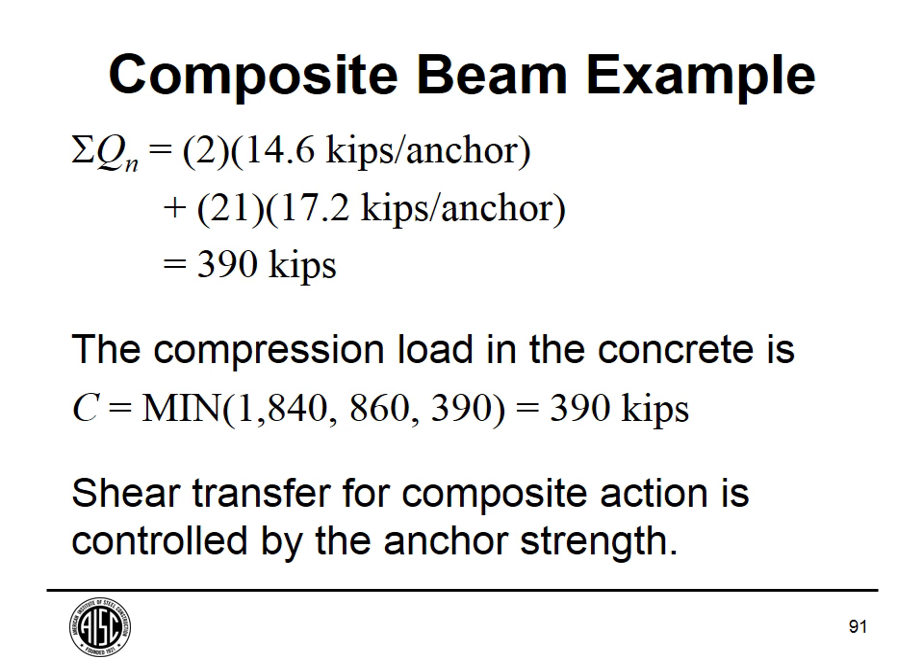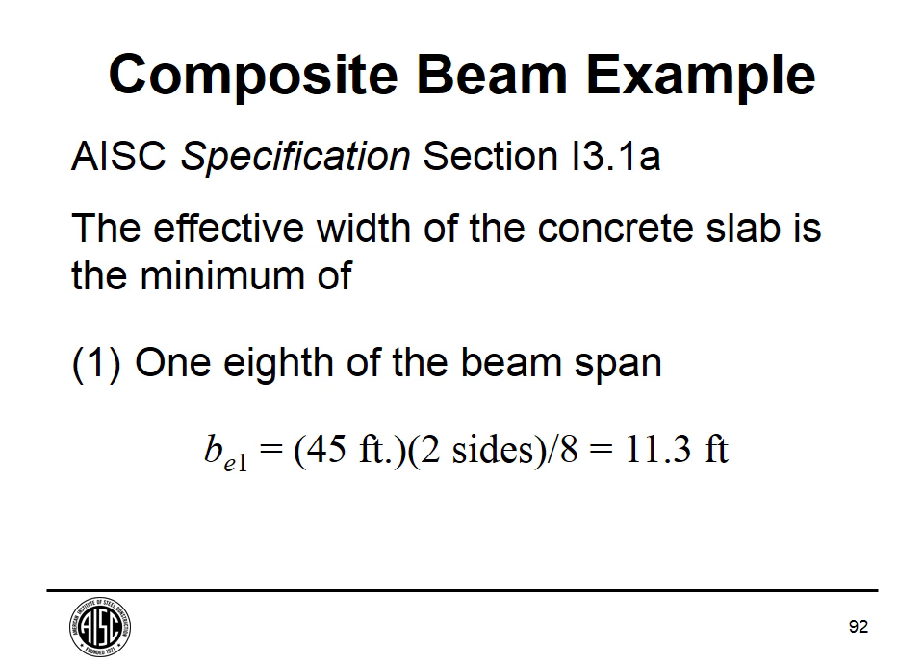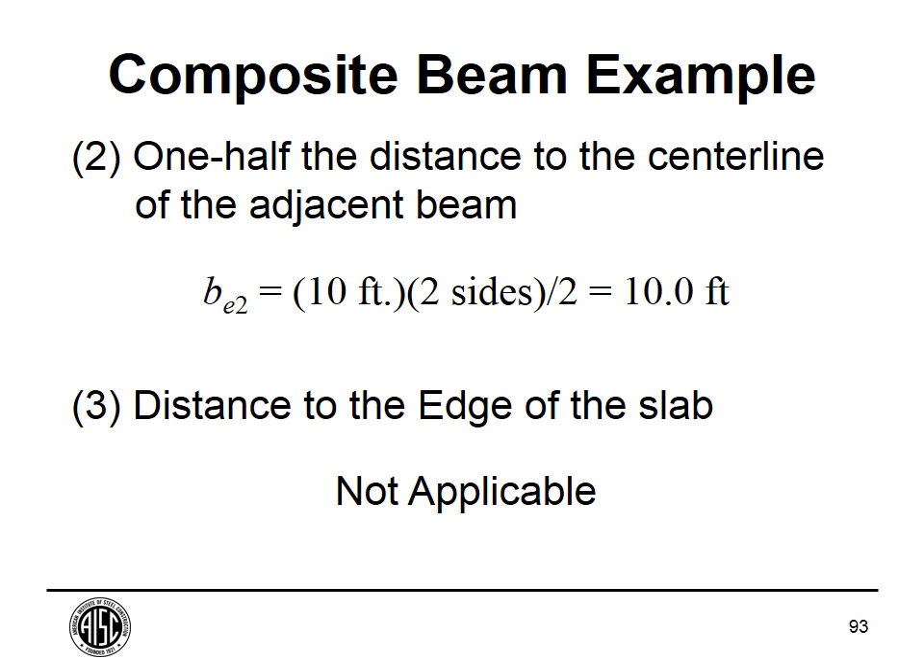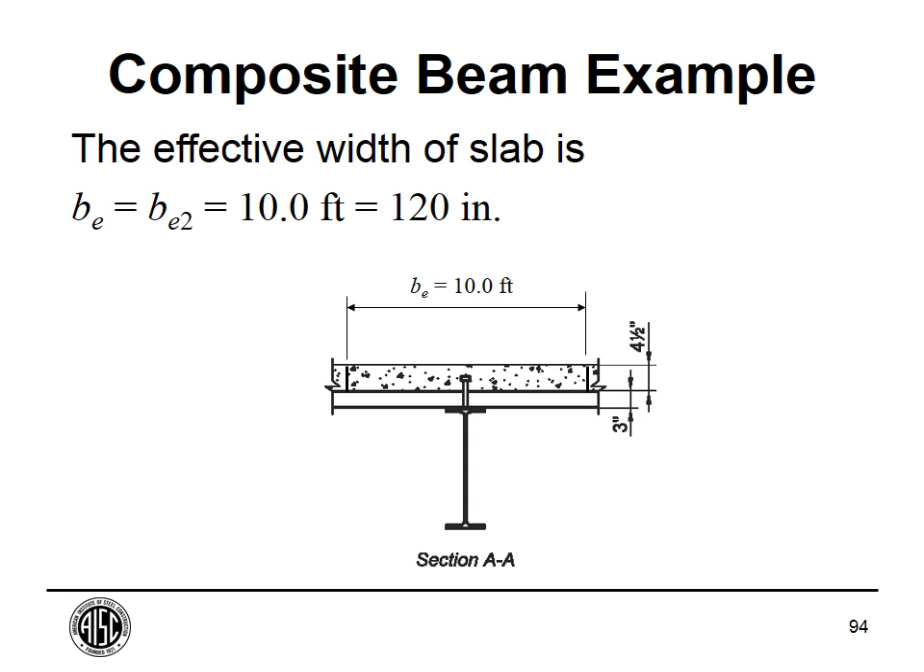So let's add everything up and get 390 kips for our summation on each side of the point of maximum moment. And we end up with a C, the compression load in the concrete, of 390 kips, controlled by the anchor strength. So next up on these 3 slides, I just went through the specification on how to calculate the width, which ends up being 10 feet tributary to the center line of the adjacent beam. So the width of concrete is going to be defined by this effective width of 10 feet.